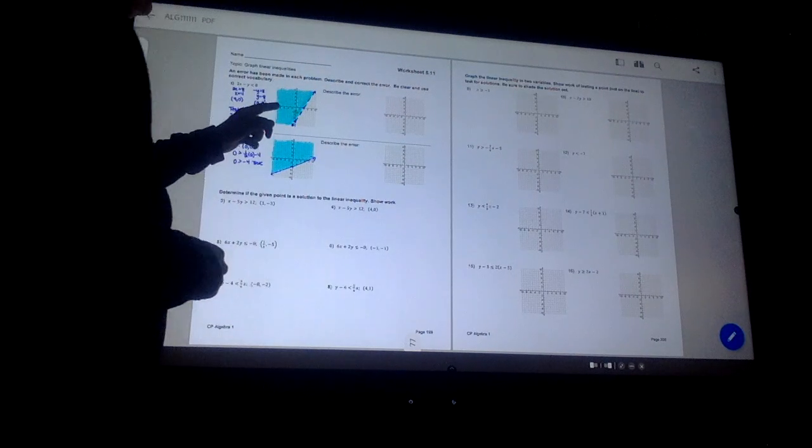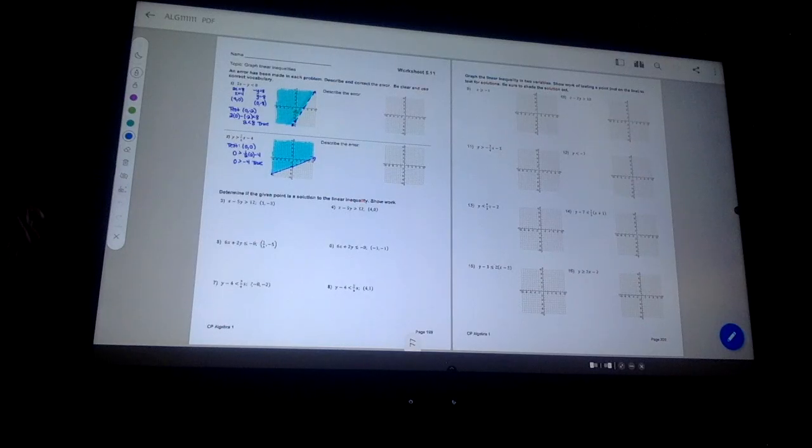All right, on the first one, it says describe the error. So let's see, did the cover method work? So if I covered up the y, my x is 4. Okay, those both look good. It's dotted, I like that. Plug 0, 0 in. 0 less than 8, that's true. Ask your teacher about that one. I know I said I was going to do the evens. I'm going to change to the odds now.